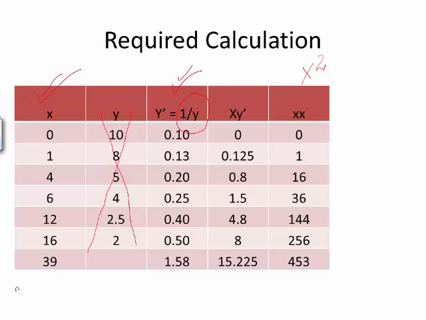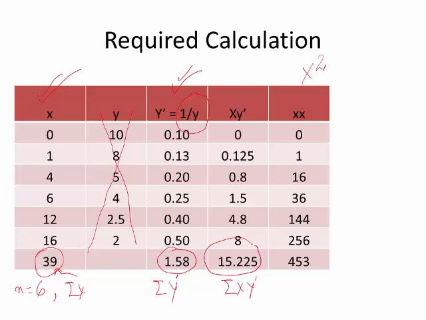So here it comes n is equal to, what will be the n? 6. And what will be the sum of x? Sum of x will be 39, and this will be the value of sum of y dash, 1.58, and this will be the value of sum of x into y dash, 15.225, and the last value will be sum of x square, 453.